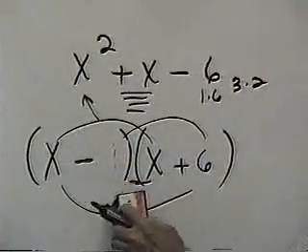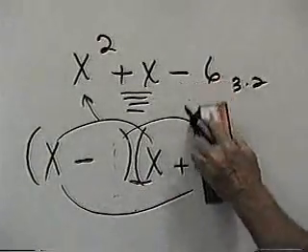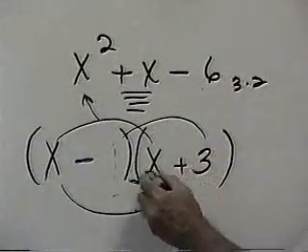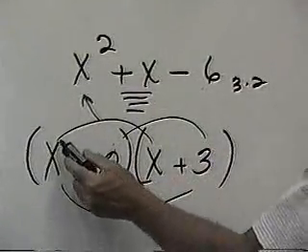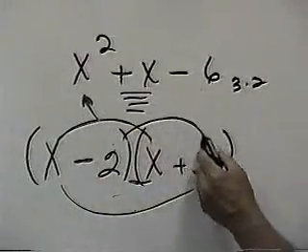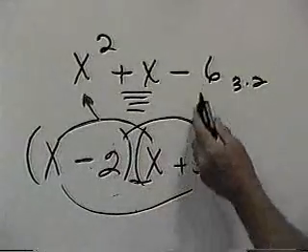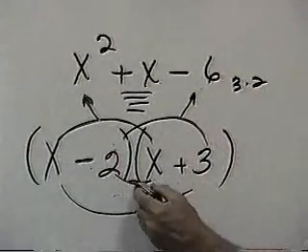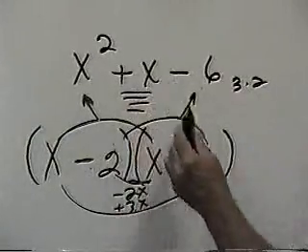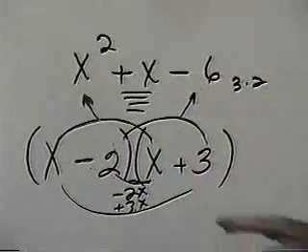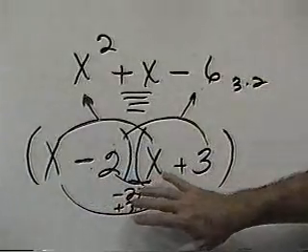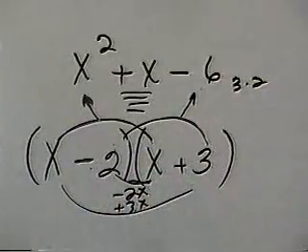So now let's go back up here and say, all right, we'll try 3 and 2. So if I put the 3 here and the 2 here, look what happens. The first times the first, that's equal to that. Last times the last, minus times a plus, minus 6, that checks. And here we have a minus 2x and a plus 3x, and that does add up to plus x. So our answer to the problem then is (x minus 2) times (x plus 3).